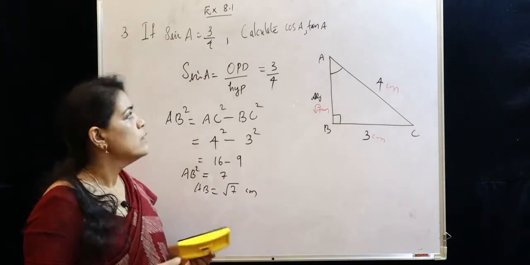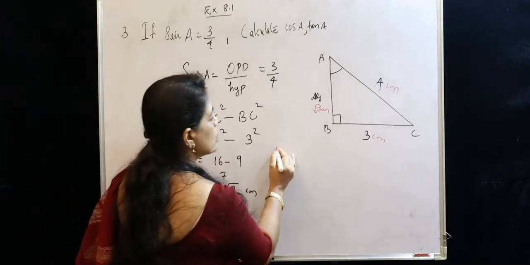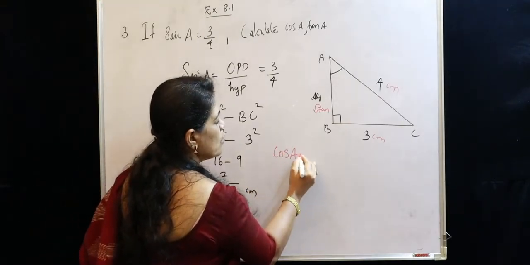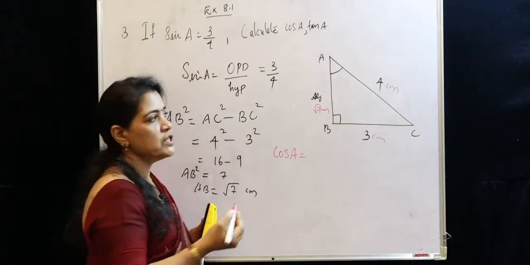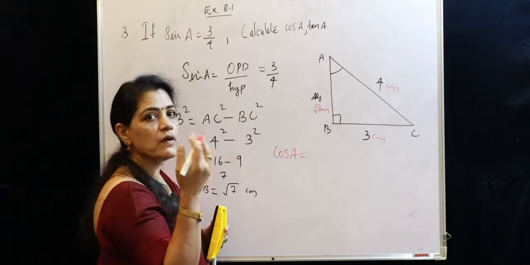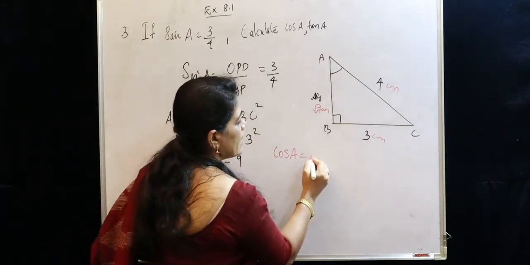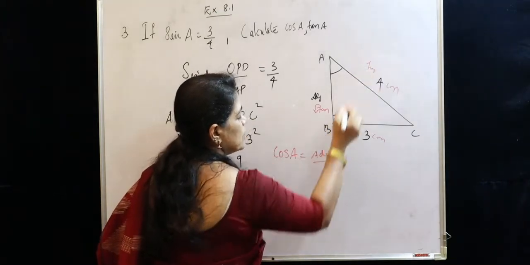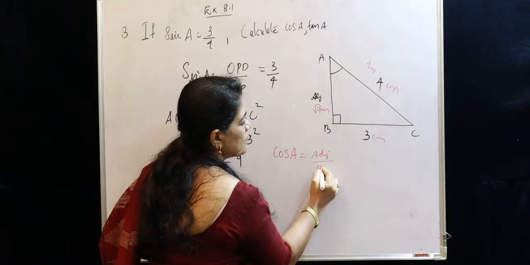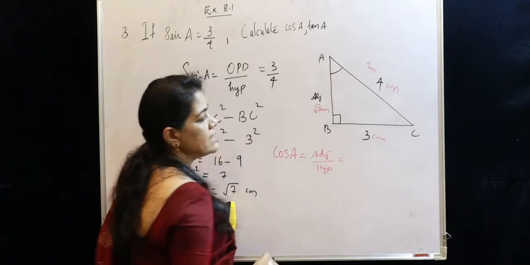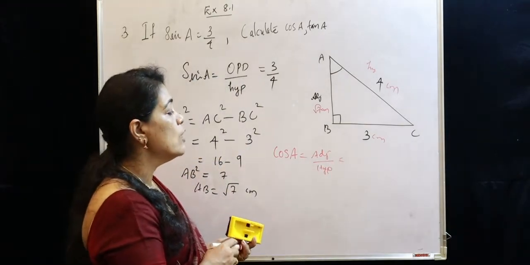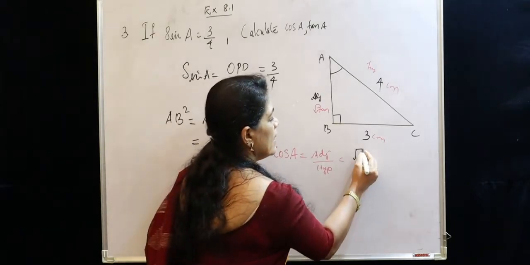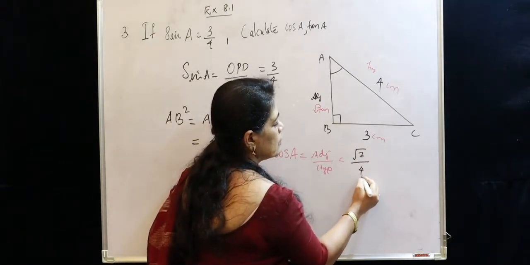Finally now we have all the 3 sides, so whatever ratio is required you can easily write down. First we need cos A. Cos A, by definition, is adjacent divided by hypotenuse. This is the hypotenuse. The adjacent side we already have seen is root 7, divided by 4.